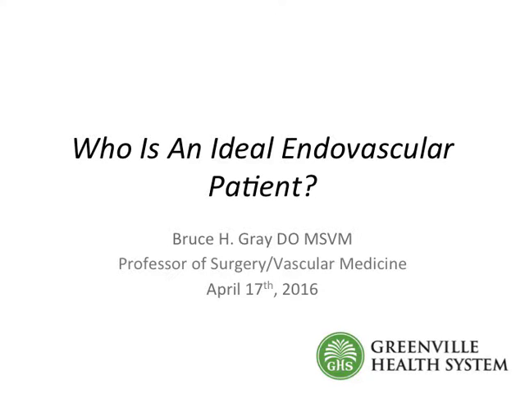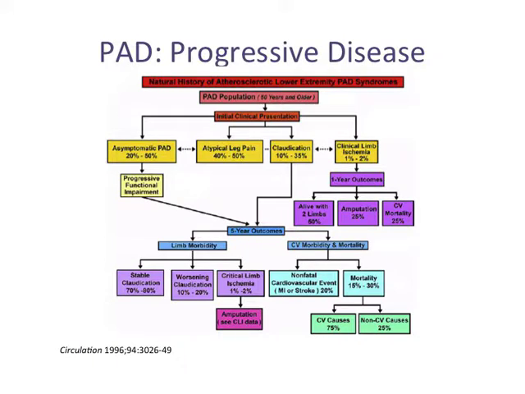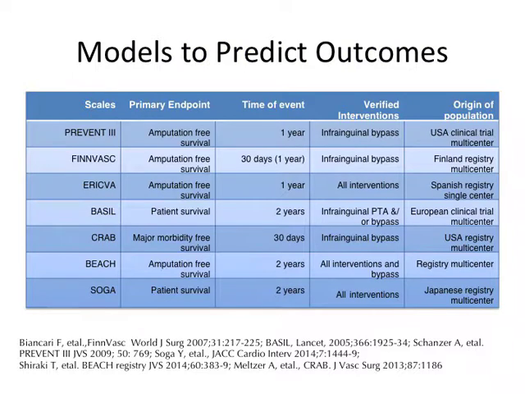You just saw Alik give an expert commentary on the balance between open and endovascular therapy for CLI. He mentioned three basic pillars: that of health and individual patient risk, limb status and the severity of the limb threat, as well as anatomy, and I'll try to walk through each quite quickly. Twenty years ago, we had a progression and an understanding of the natural history of peripheral arterial disease. We've built upon that in the last several years with the publication of multiple risk models that allow you to predict outcomes of amputation-free survival and overall mortality.